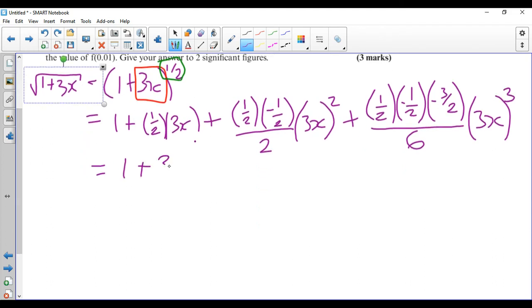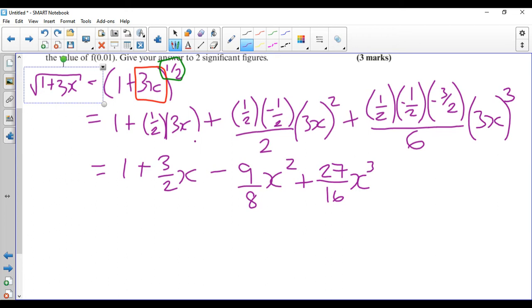Okay, so simplify each term as requested. That's 1 plus 3 over 2x. I've got 1 minus, so it's going to be a minus, and I'm going to end up with 9 over 8x squared. And that's just found by typing a half times minus a half in your calculator, dividing it by 2, and then timesing it by 9. And the last term will turn out to be a plus. I've got the 2 minuses, so I've got 27 over 16. Again, chuck that in a calculator. The reason I was quite so fast, I'd love to say it's my mental arithmetic, but it's actually the fact I calculated the answer before I started the video. Okay, so that's part 1 done.